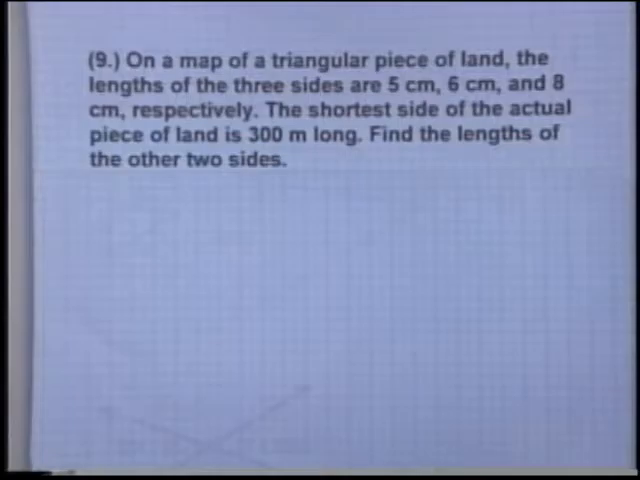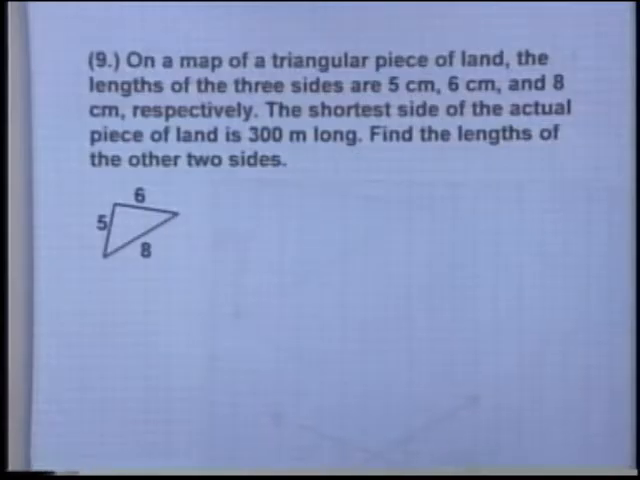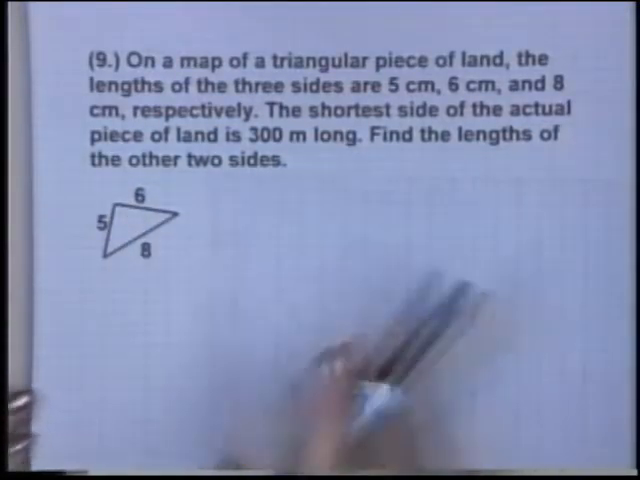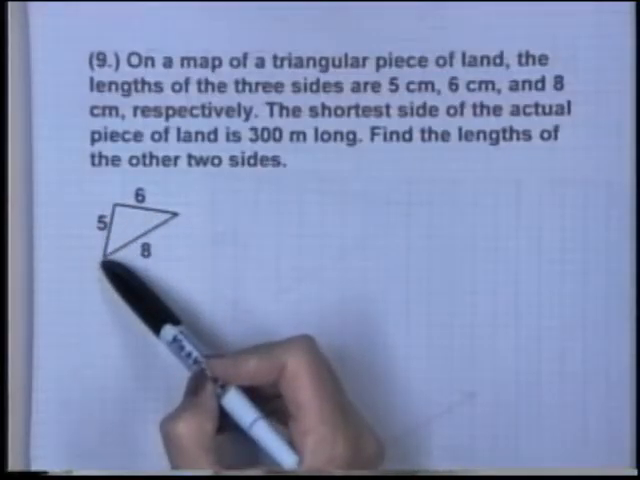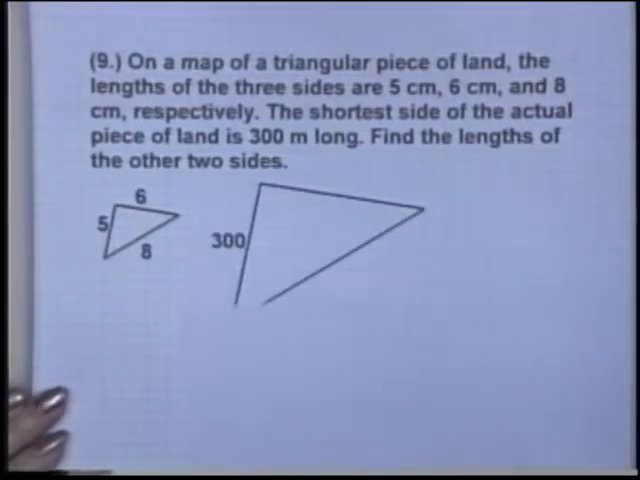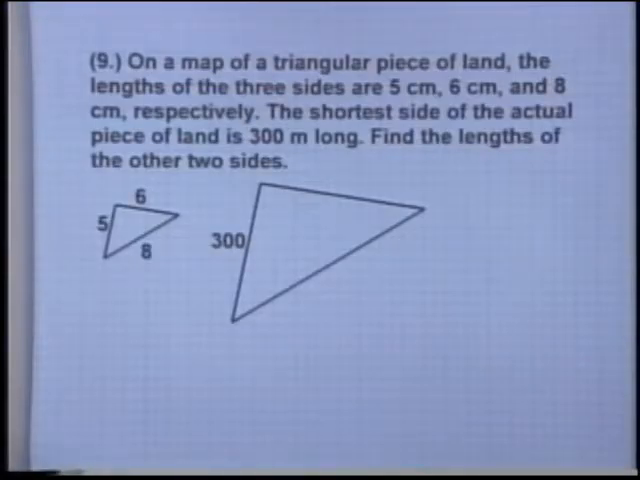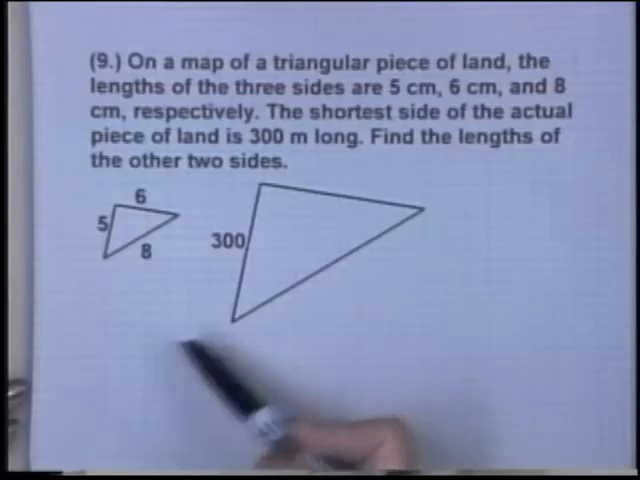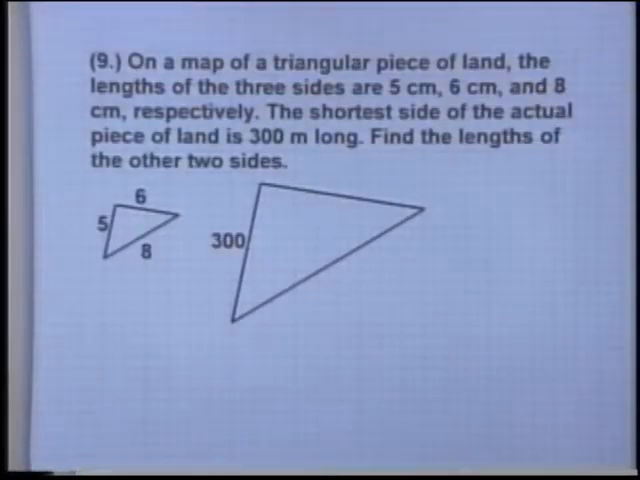Well, first we want to draw this, and I have drawn here the smaller triangle with a side that measures 5, one that measures 6, one measures 8. Now I have an illustration of the actual piece of land, but of course it would be much larger. But when we have a map, it's drawn to scale, and so this triangle would be proportional to this triangle, which would make them similar triangles. So to find the lengths of the other sides, we will set up a proportion.